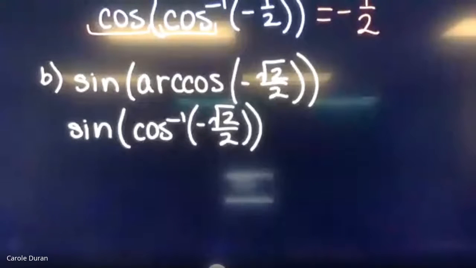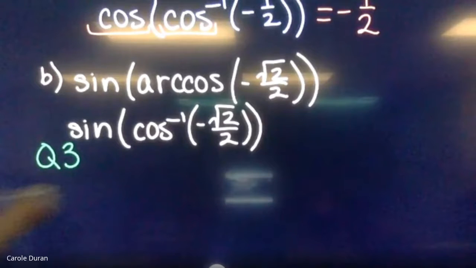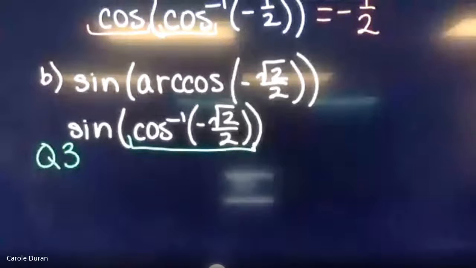And we're going to assume that we're using an angle from quadrant 3 on this one. So I'm going to do this inside part first, and find the angle where cosine is equal to negative square root of 2 over 2. It has to be an angle that exists in quadrant 3. How do we determine that? Because I told you it's quadrant 3.